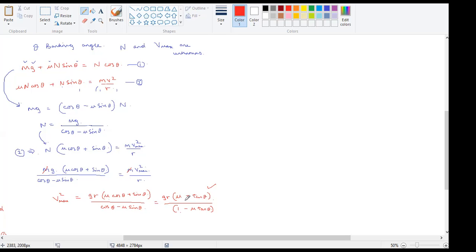Mu generally, since you have static and kinetic, this one is actually, with respect to the turning, we will still call it as mu s only, static. Can anyone tell me why should I write it as mu s? The car is moving, so don't you think I should use mu kinetic? Why should I use mu s static?